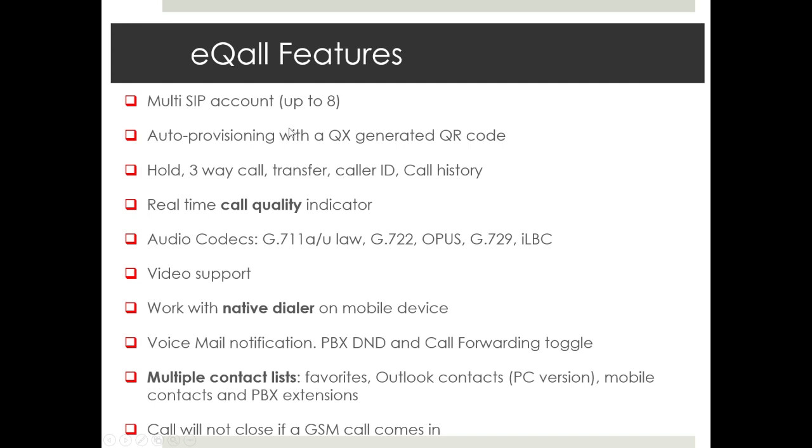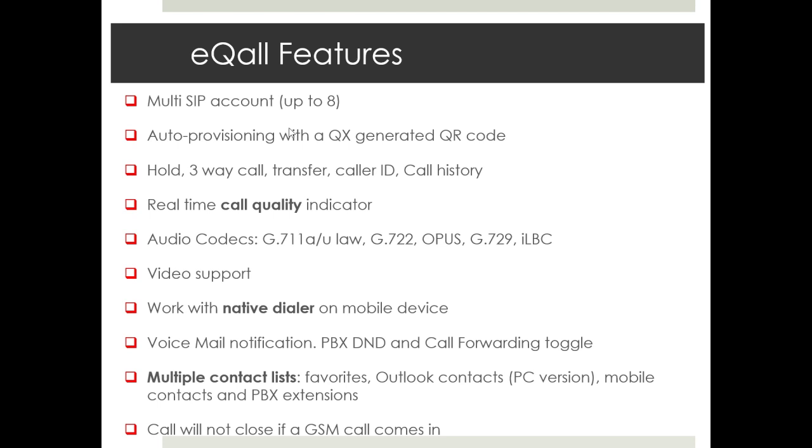Some of the features: you can have multiple SIP accounts, up to 8 accounts. This is useful. We do have users who have 2 accounts, maybe from 2 different offices or locations. They can have 2 different extensions, one in each location. So that's beneficial. We have auto provisioning with a QX generated QR code, which you're going to see today.